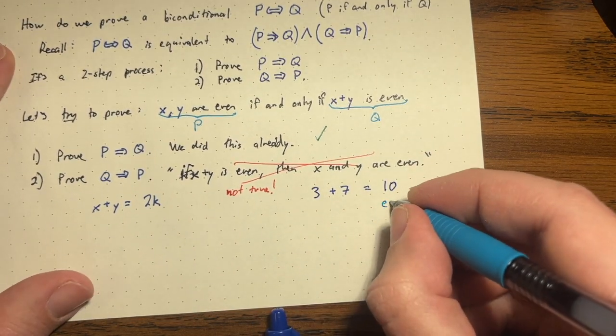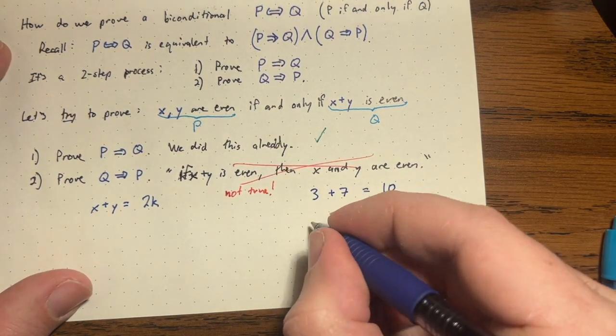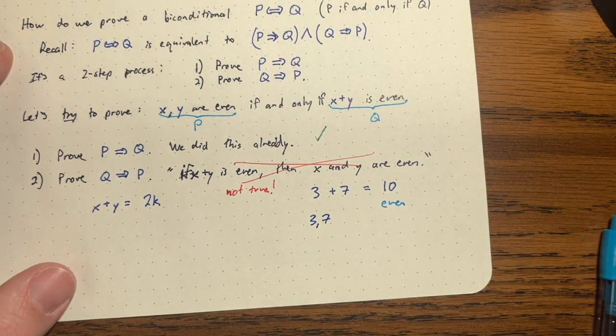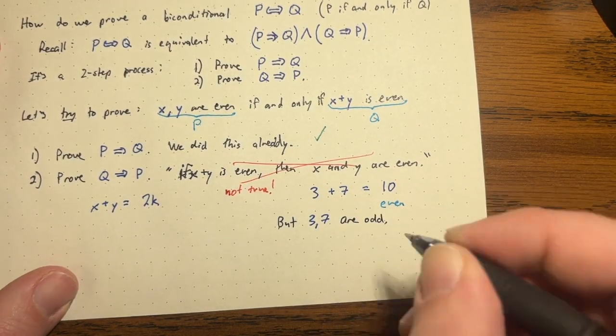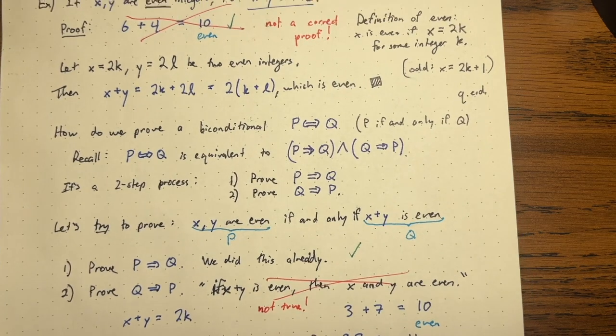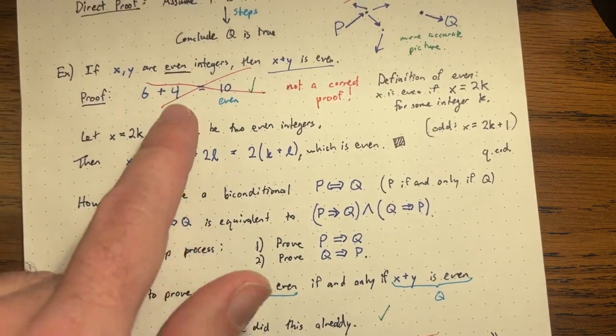10, their sum is even, but 3 and 7 are odd. That's my proof. You might say, well, wait a second. How come you're just doing one example here when that doesn't work here?